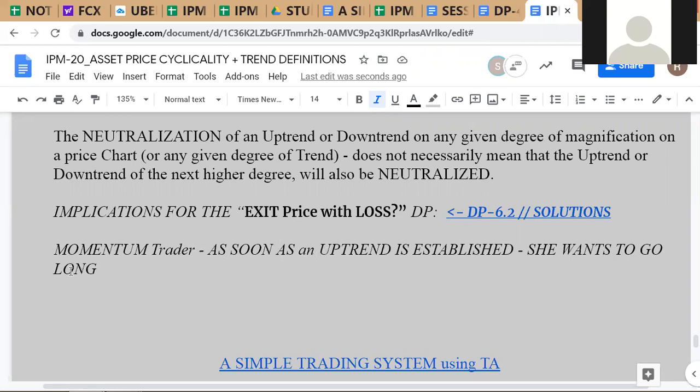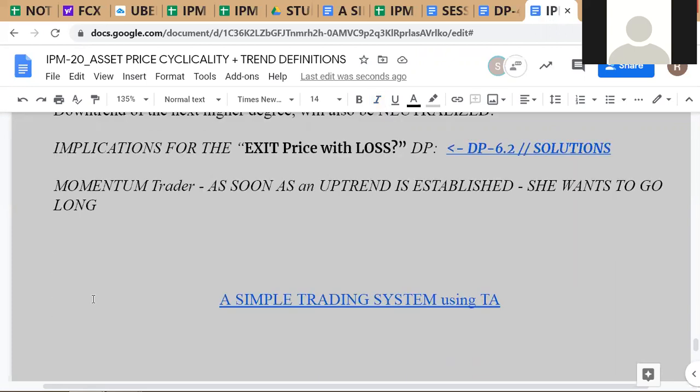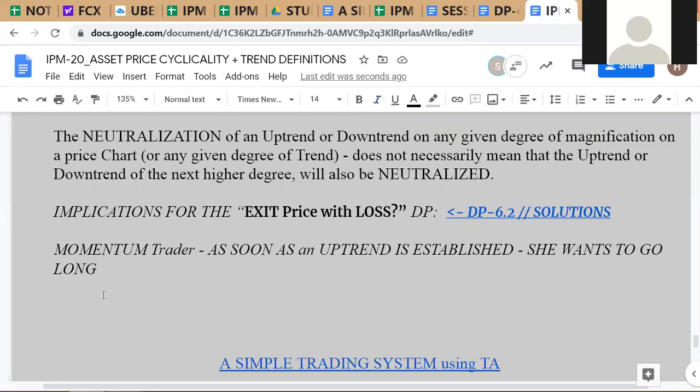Now, when the uptrend is neutralized, I'm not writing perfect English here. I should write 'the uptrend'. When the uptrend is neutralized, what happened?